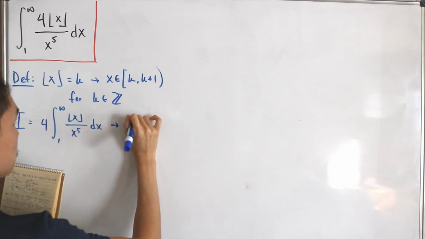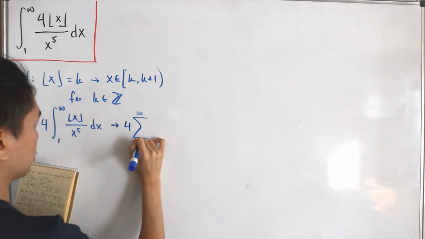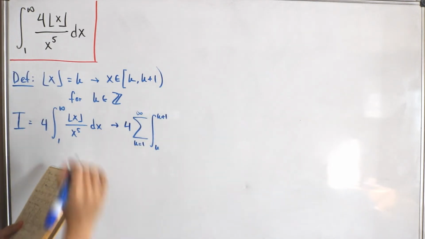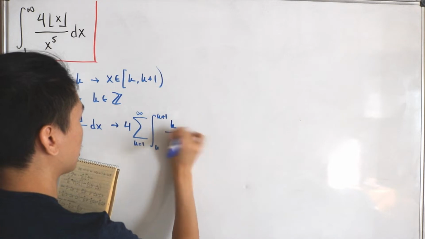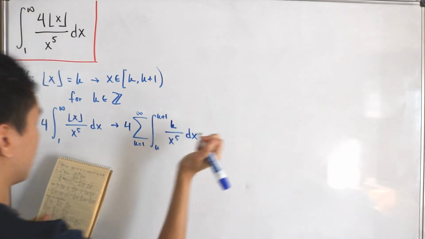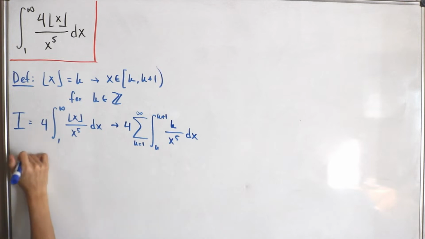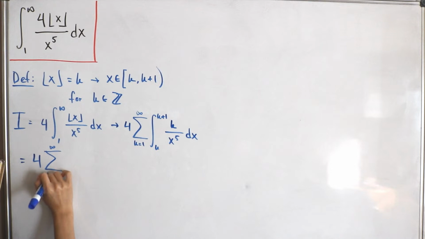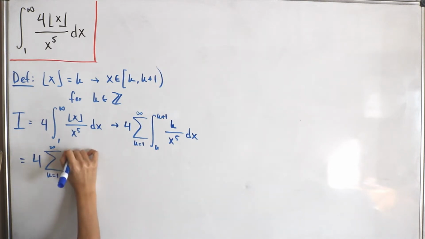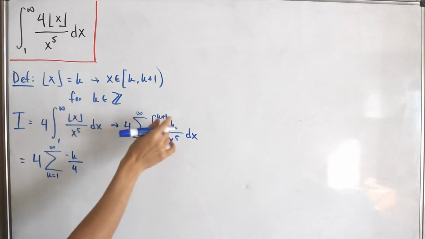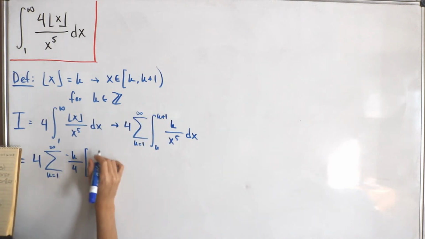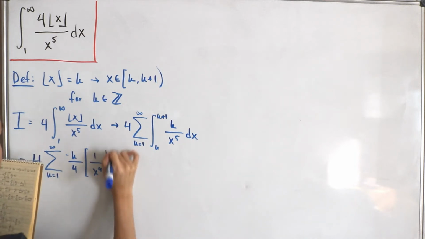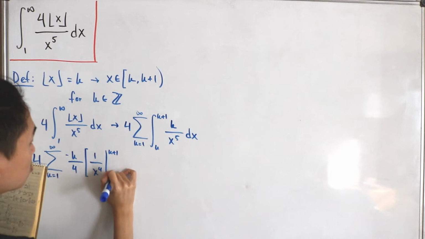So this will be 4 times our infinite sum, starting with k equal to 1, and then the integral starting at k and going all the way up to k plus 1. So we're building each step at a time. Then put k back in, divided by x to the power 5, dx. Pretty simple from here to see how to evaluate this. So we have 4 times the infinite sum, k equal to 1. This will yield us negative k divided by 4, that's just simply factoring out the constant k, and then multiplying with what we get after performing the integration, which is 1 divided by x to the power 4, evaluated from k to k plus 1.